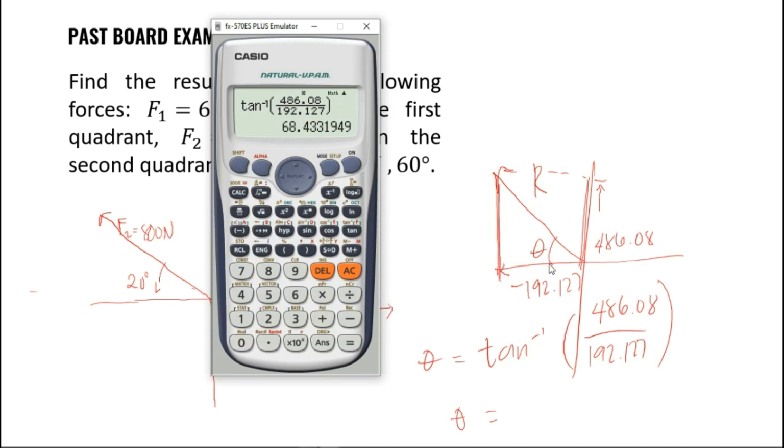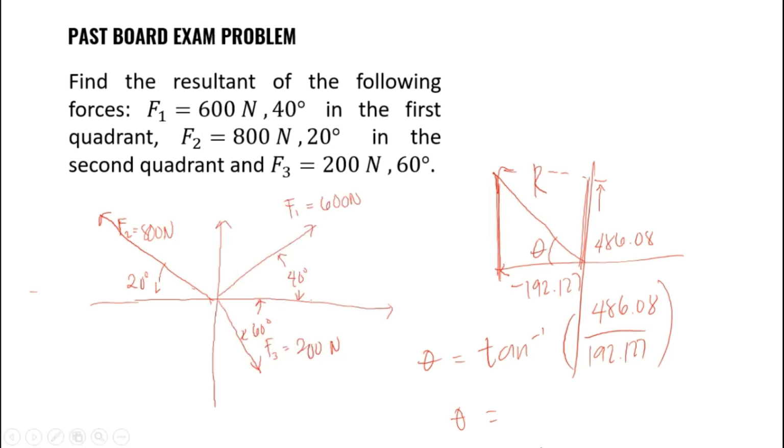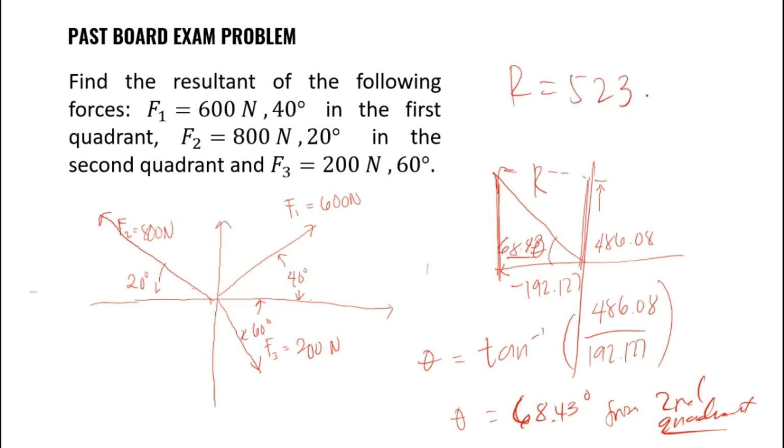So, pag naglalagay tayo ng angle, guys, palagi natin lalagyan kung saan natin siya mineasure. So, 68.43 from the second quadrant, okay? From the second quadrant natin siya mineasure. So, kung kukunin mo siya, guys, from the first quadrant, of course, i-subtract mo siya sa 180. So, ito yung answer natin. We have here 523. So, ang resultant force natin is 523 newtons at we have here 68.43 degrees from the second quadrant.